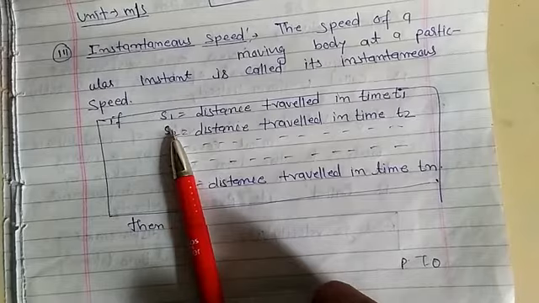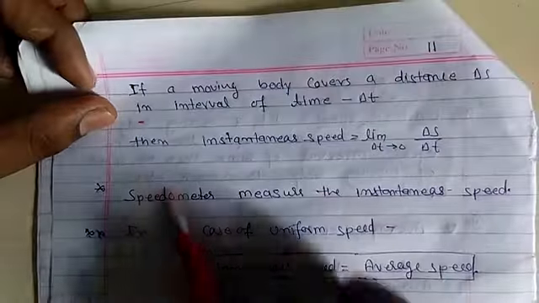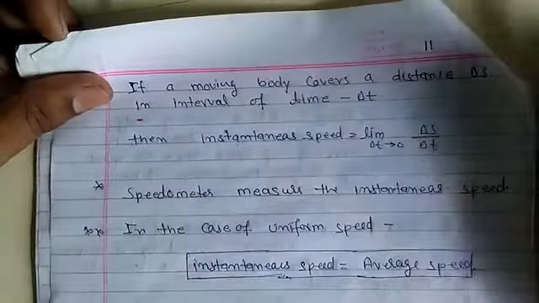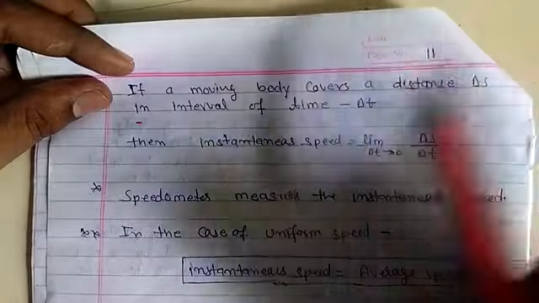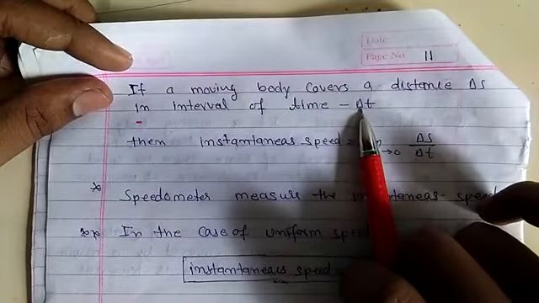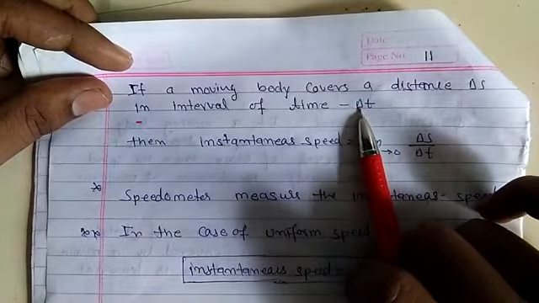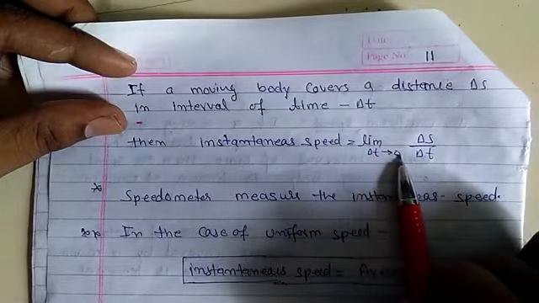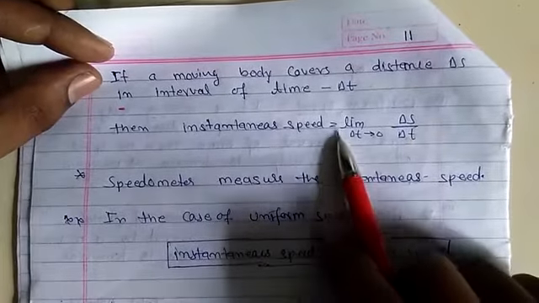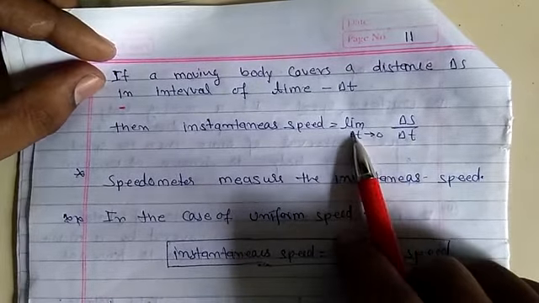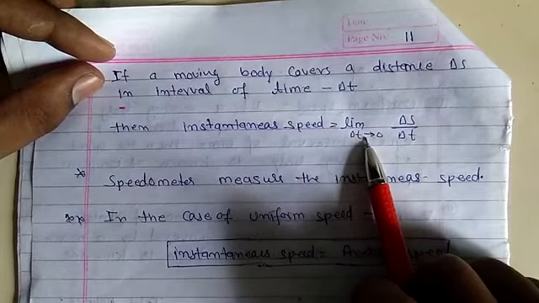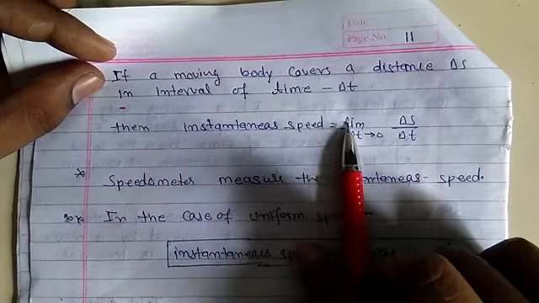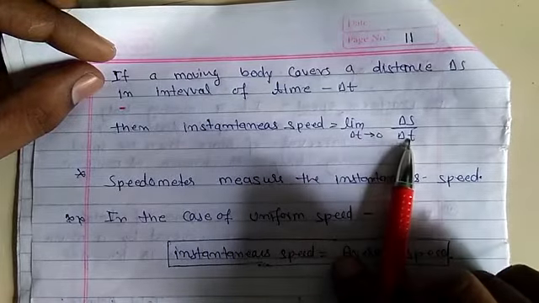And if a moving body covers a distance delta s, where delta represents the change in distance, for a small interval of time delta t, and here delta for t is also the interval of time, then the instantaneous speed is given by the limit as delta t tends to 0 of delta s upon delta t. Limit delta t tends to 0 means that the interval of time is very small, it tends to 0 but is not equal to 0. So instantaneous speed is equal to limit delta t tends to 0 of delta s upon delta t.